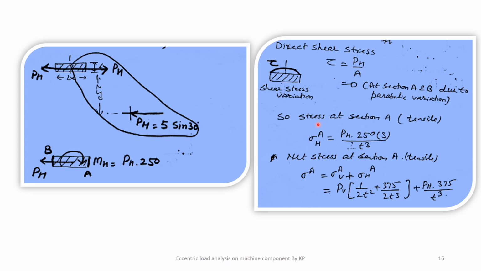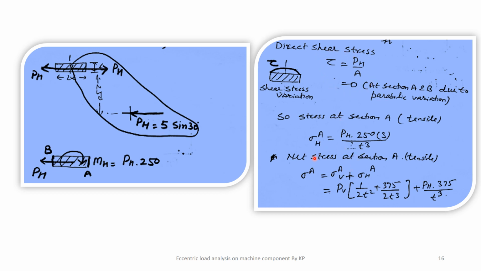So the stress at section A, because section A is under direct tensile stress, this is sigma HA. Sigma is the stress, H because of the horizontal force at point A, is moment divided by Z. The value of Z here is 2T cube divided by 3. This is PH into 250, so 2T cube over 3 will go on the denominator side. So the net value at section A is tensile in nature, and this is because of bending only, because the shear stress is 0 because of parabolic variation, or because the average value of the shear stress we assume as very small, so we can neglect this value.